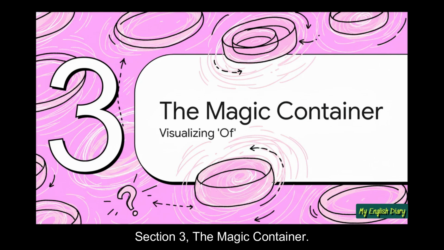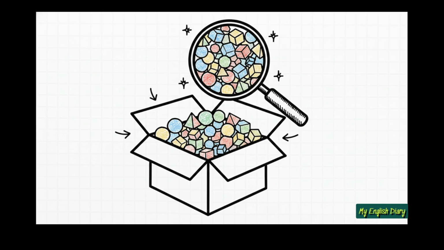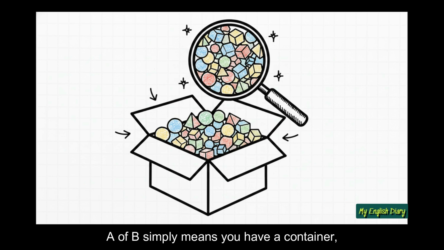Section 3. The magic container. Okay, we need to completely discard the traditional translation that of always means belonging to. Just toss it out. Instead, use this secret visual formula. A of B simply means you have a container, A, that is completely filled with the contents of B.